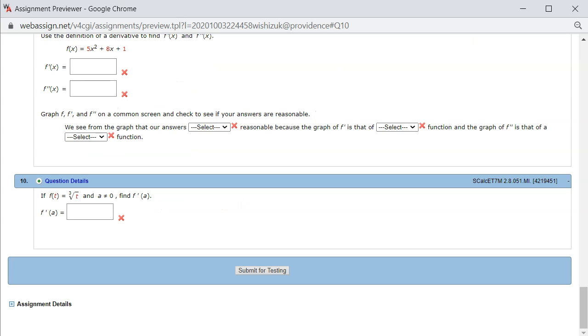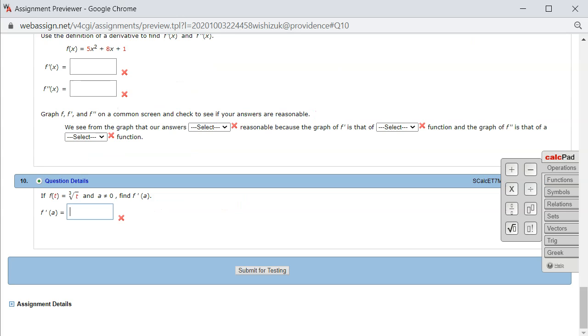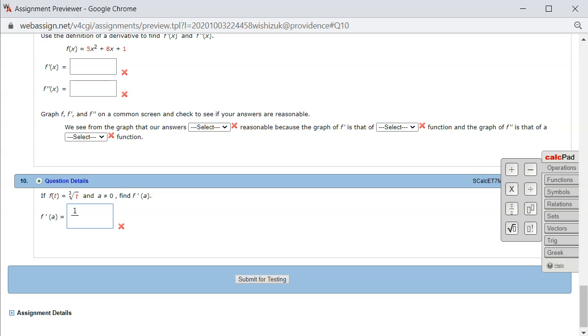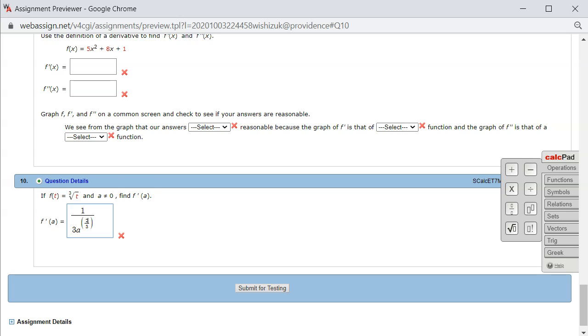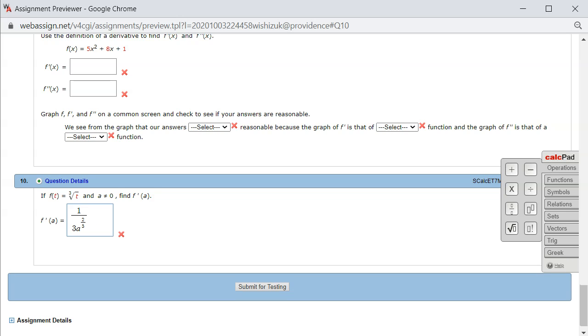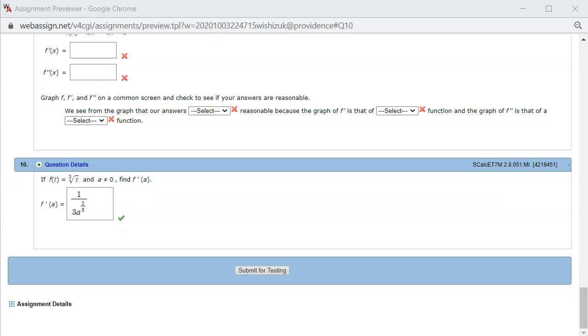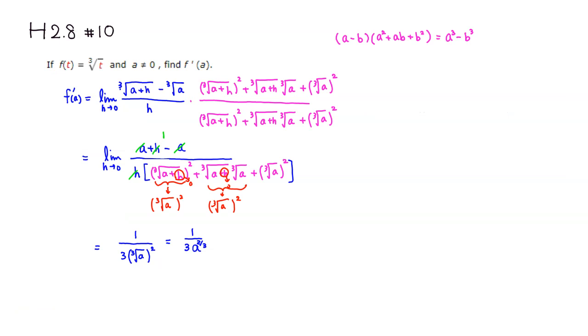Let's type it in. We got 1 over 3 times a to the 2/3 power. I don't like those parentheses, so I'm going to try to get rid of them. All right, let's check the answer. It came back, and it looks like we got this one correctly. That's it. I hope that this was clear.